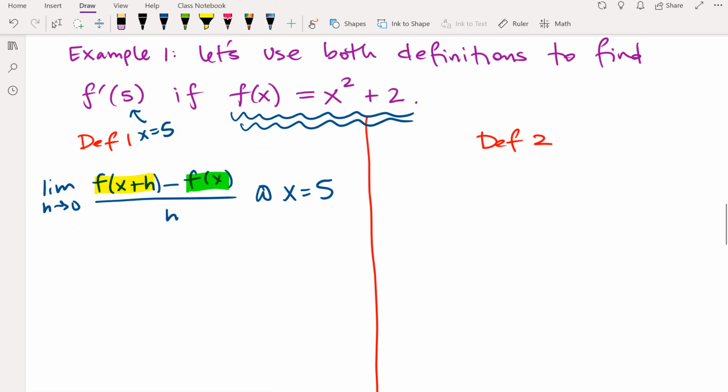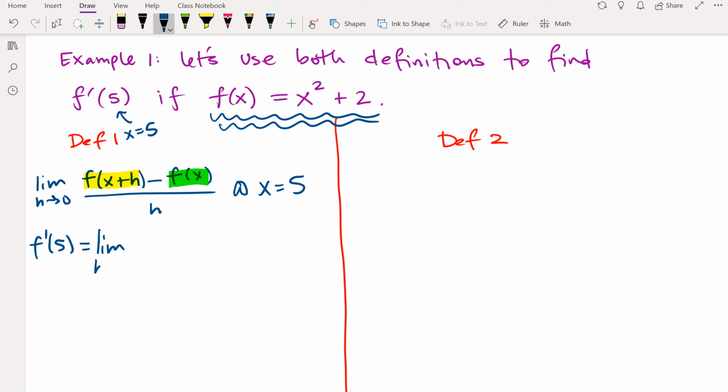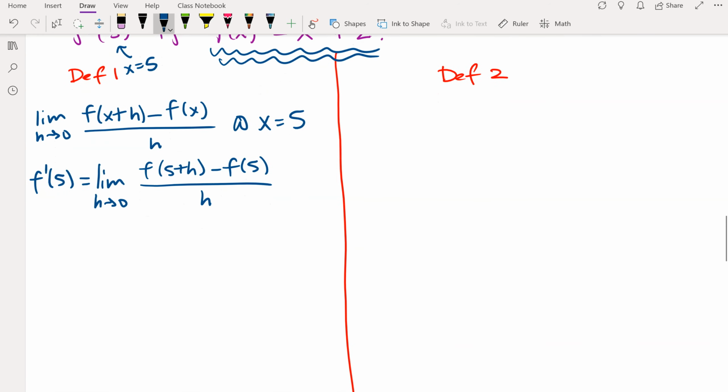f prime of 5 equals the limit as h approaches 0, and then we'll plug in 5 for x. So f of 5 plus h minus f of 5 over h. There we go. I was just writing the definition that we used, and then I forgot to plug in x equals 5. So now let's find f of 5 plus h.